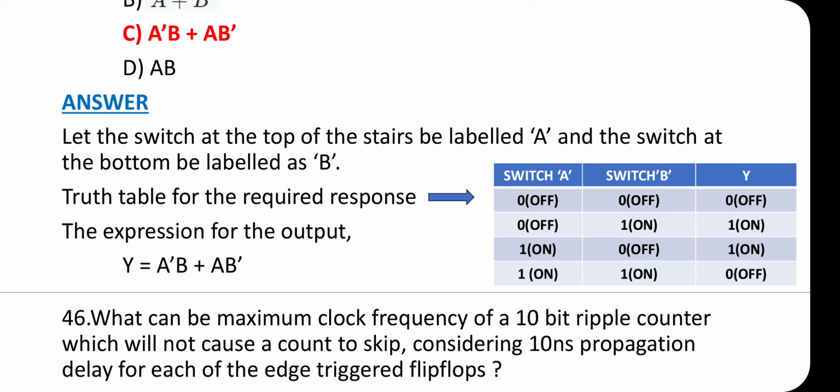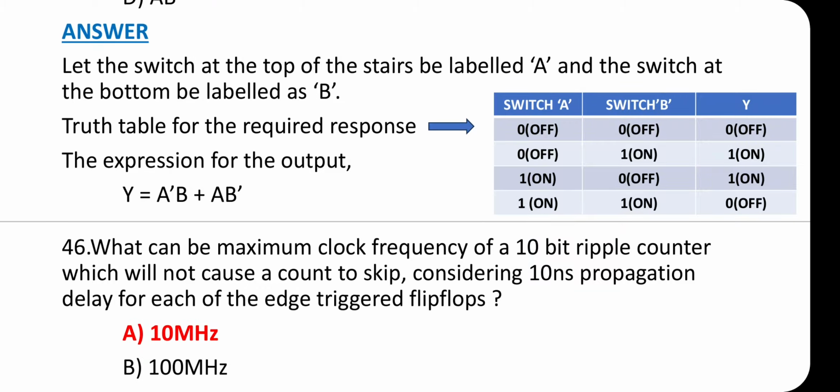0, 0 means both are off. Then light is also off. 0, 1: off, on means on. On, off means on. And on, on means off. This is the truth table of the XOR gate. The expression for the output is Y equal to A bar B plus A B bar.